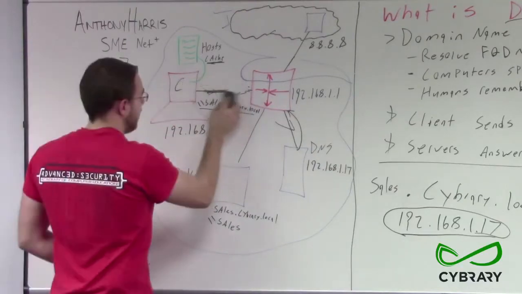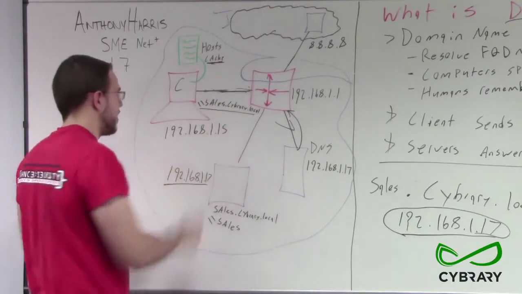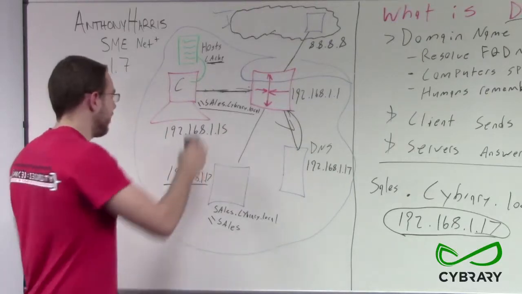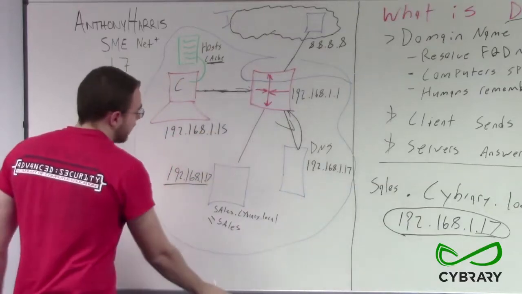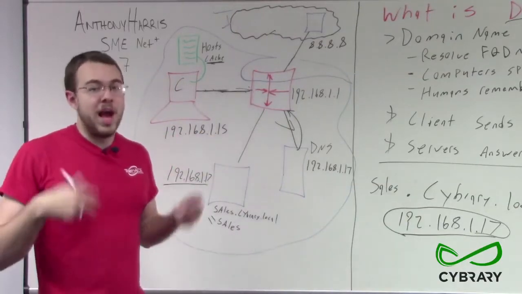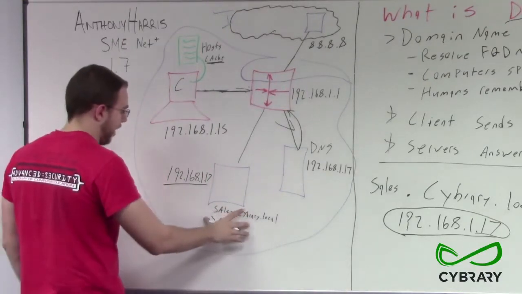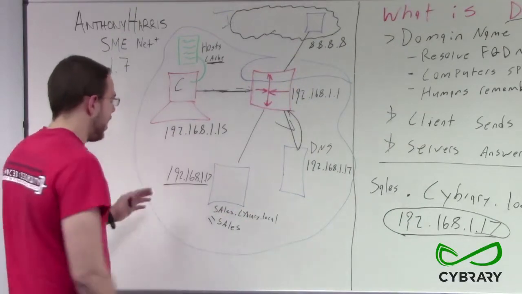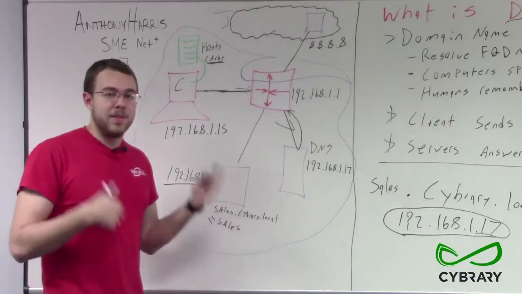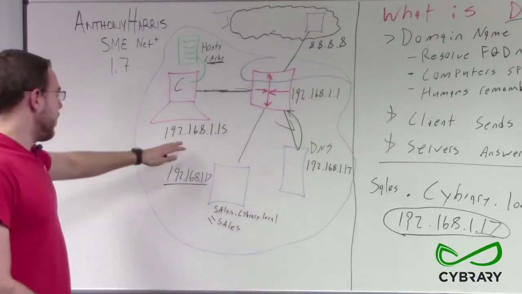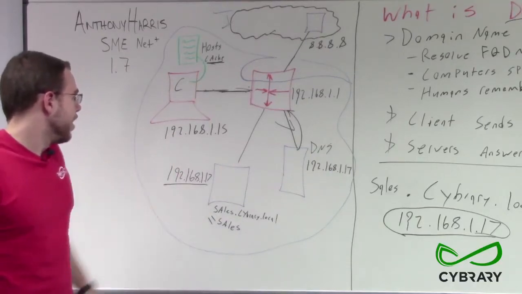DNS not only performs forward lookups, which is a fully qualified domain name translated directly to an IP address, but it can also do reverse lookups. Reverse lookups are where we search for the IP address to the fully qualified domain name. So if we didn't know who sales.cybrary.local was and we wanted to search for it, and we searched for 192.168.1.17, it would perform that reverse lookup and then let us know. So we have our forward lookups, and we found our sales.cybrary.local.